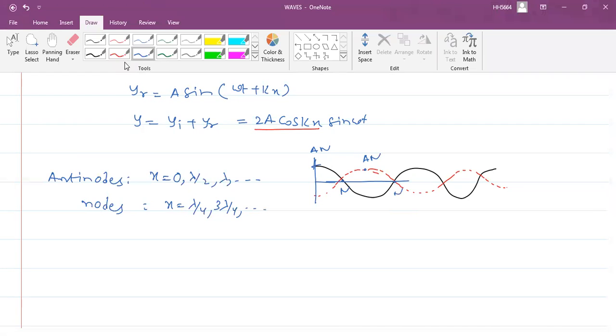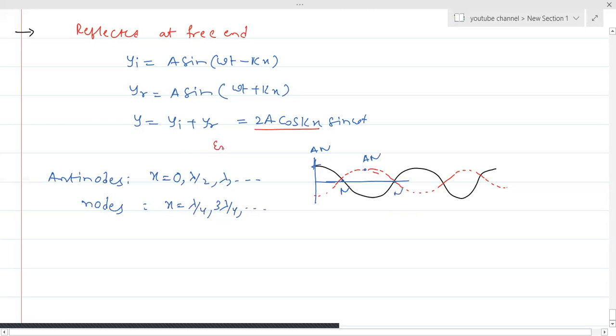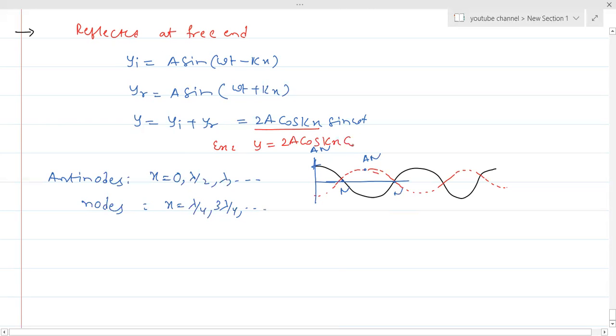The same possibility also exists for another example. I'm taking y equivalent to, let us say, 2a cos kx into cos omega t. For this also we do the same procedure. At x equal to 0 we have antinodes, and at x equal to lambda by 4 we have nodes.